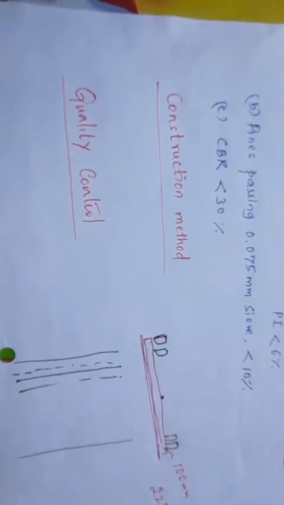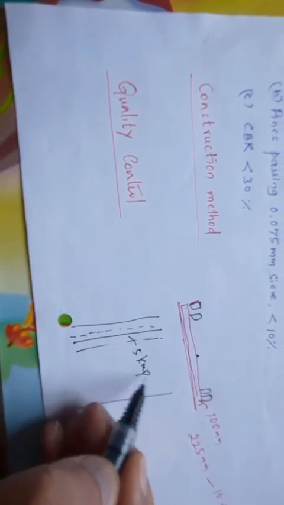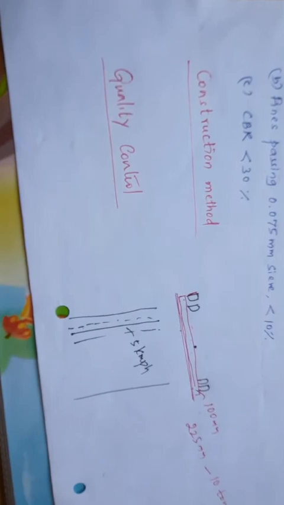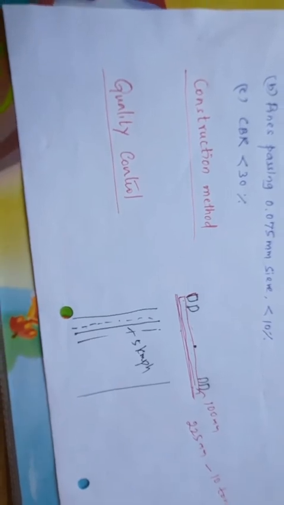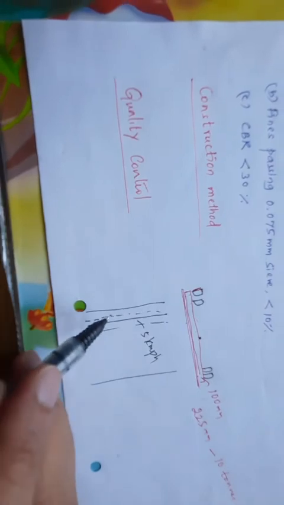Okay, and the rolling speed is limited to 5 kmph here, not more than that. Okay, the rolling is continued until how much? The 98% of the maximum dry density of the material is achieved. Clear? This is how the rolling is done.